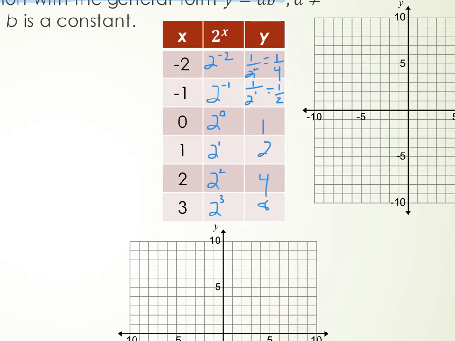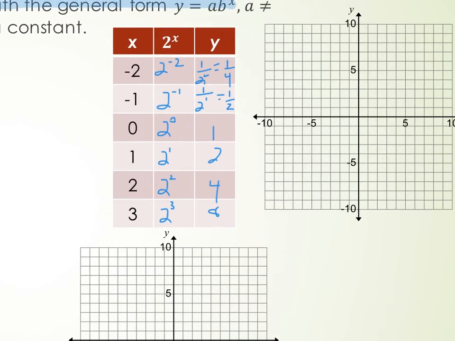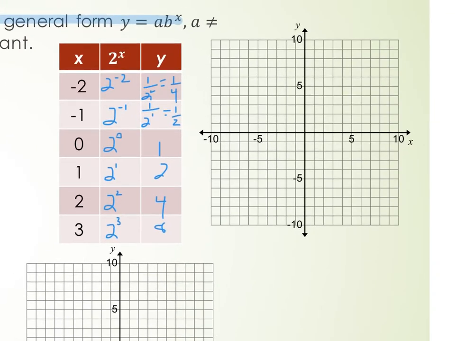So now we are actually ready to graph. Okay, so we're going to graph -2, 1/4. We have -1, 1/2, 0, 1, 1, 2, 2, 4, and 3, 8.